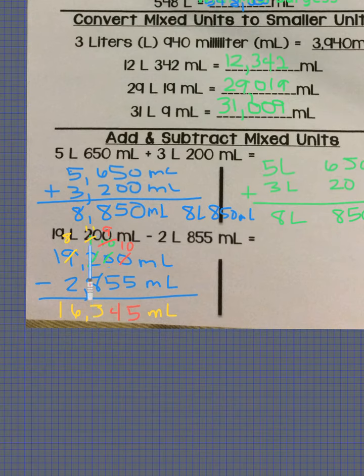That didn't work. So I had to borrow, go next door, made the 9 an 8, borrowed 1 from here, which gives me an extra 10 here, so that 1 becomes an 11. 11 minus 8 is 3, 8 minus 2 is 6, and 1 minus nothing is 1. So we have 16,345 milliliters, or we could convert that to 16 liters and 345 milliliters.